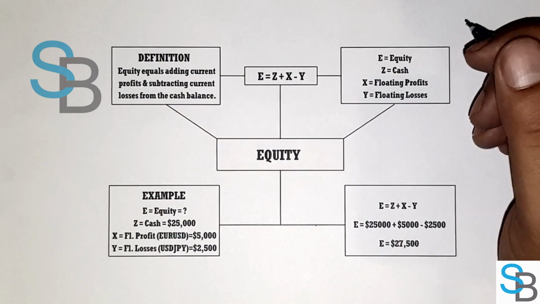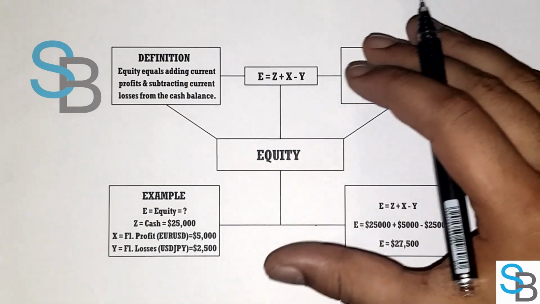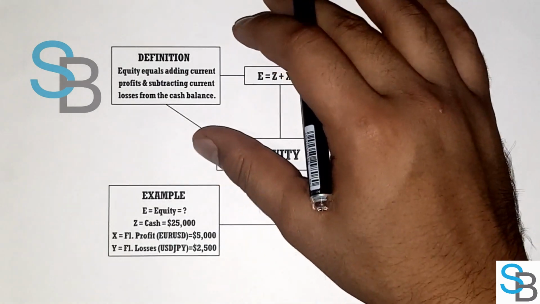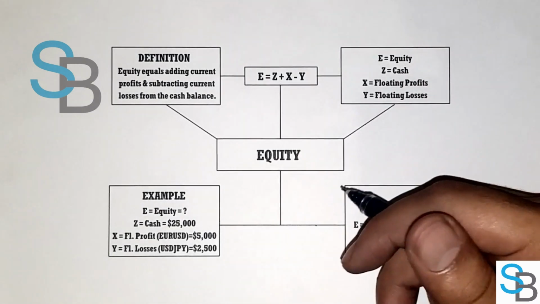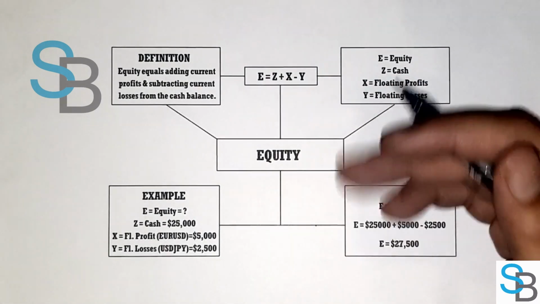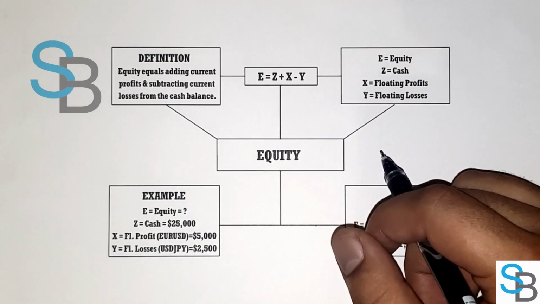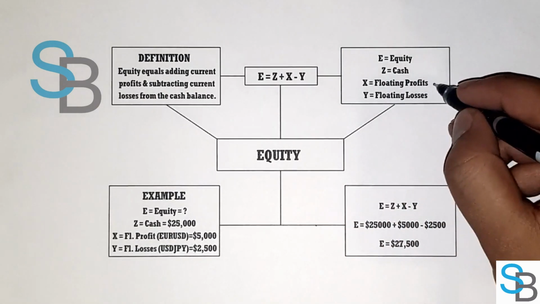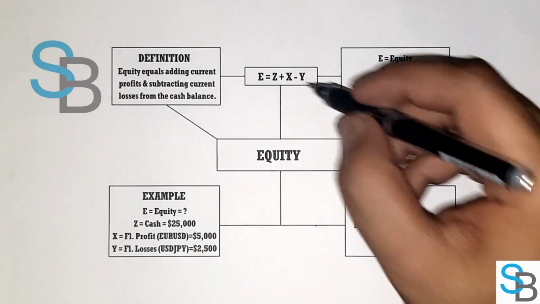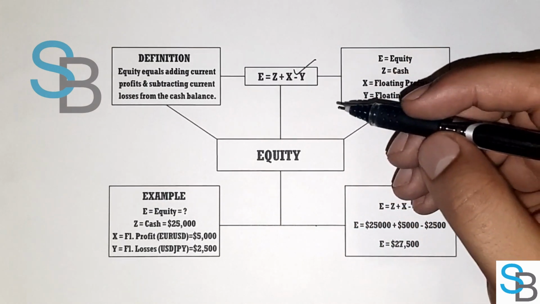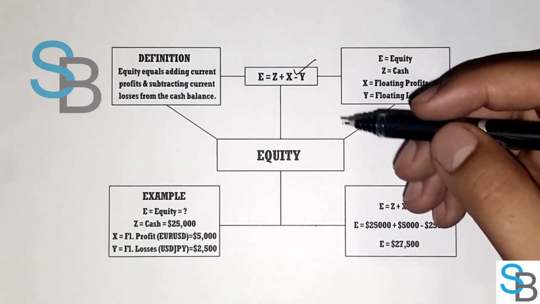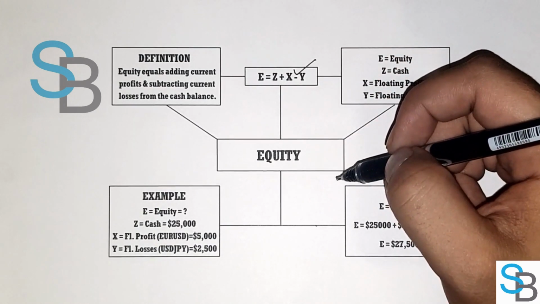Equity is the total amount left over after adding floating profits and subtracting floating losses from the account balance. When you have some trades opened in your account, as the market moves up or down, your floating profits and losses are always changing, and that's why they are called floating. In the equity equation, you add your total cash, Z, to your floating profits, X, and subtract your floating losses, Y, and you get your equity, E.